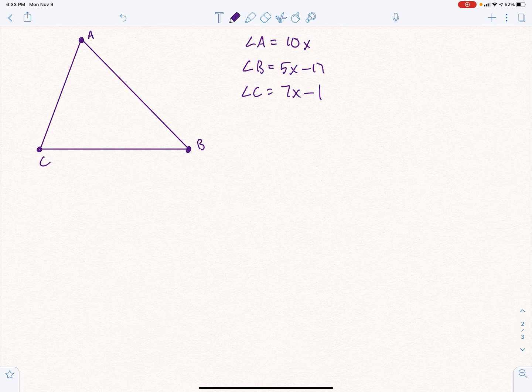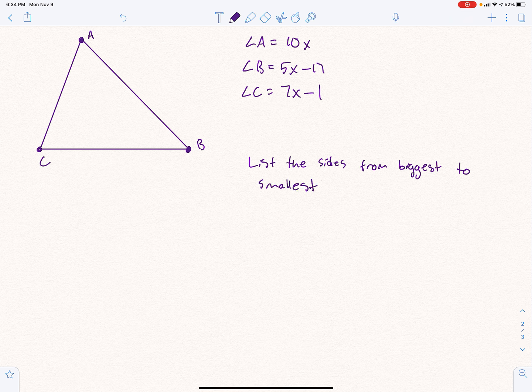All right, now the thing that I want you to do is I want you to list the sides from biggest to smallest.